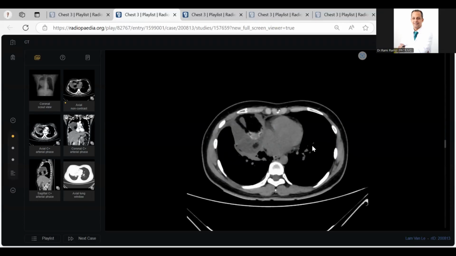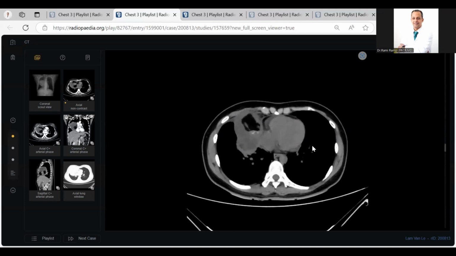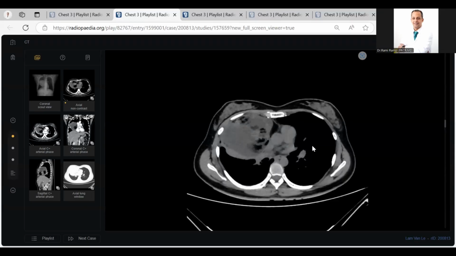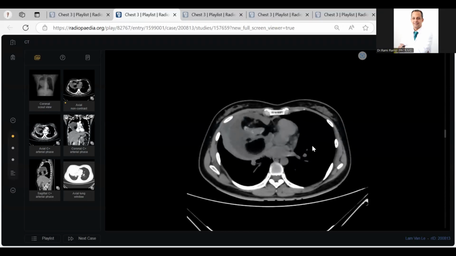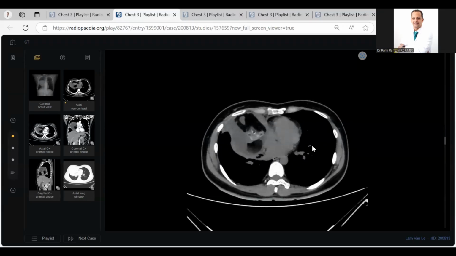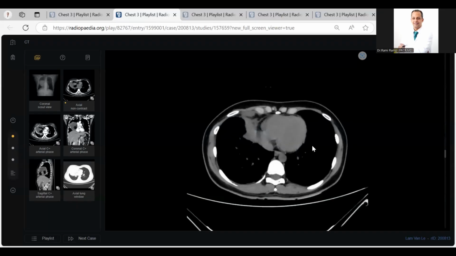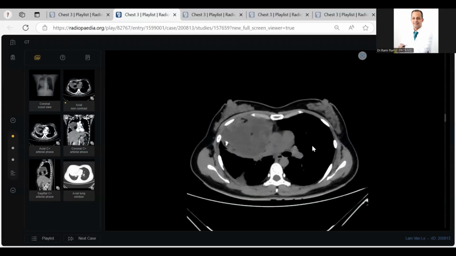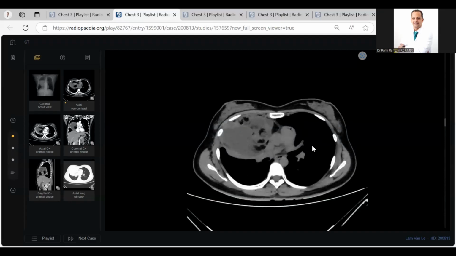The top differential here would be teratoma. I would like to compare with the previous study. It could also be thymolipoma, or less likely lipoma, because it has differential densities and soft tissue density in it as well. I will want a post-contrast examination if available, to see its relation with the vessels and any mass effect.